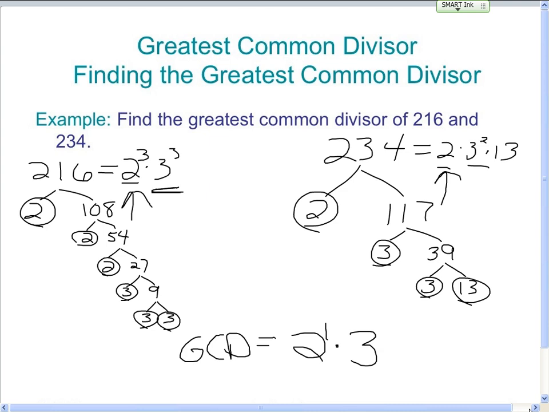And if we look at the 3's, we have a 3 cubed and we have 3 squared. Smallest exponent would be squared. So when we multiply these out, we have 2 times 3 squared, or 2 times 9, which is 18. Greatest common divisor is 18.